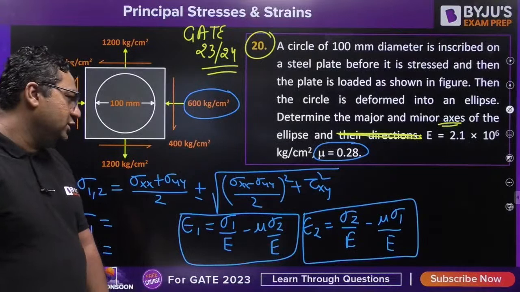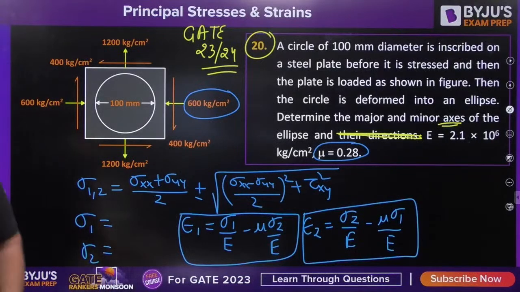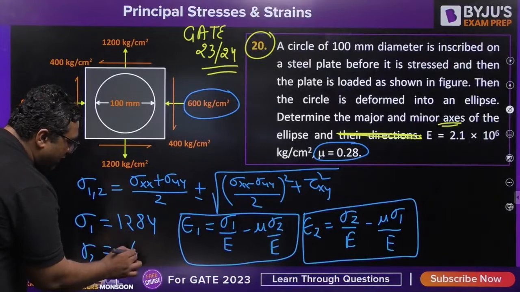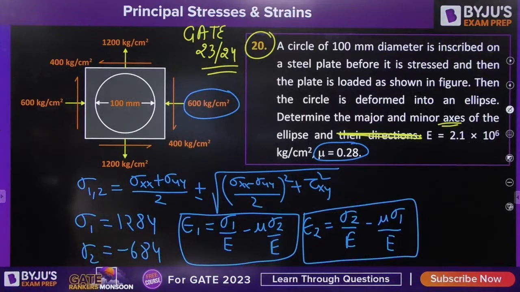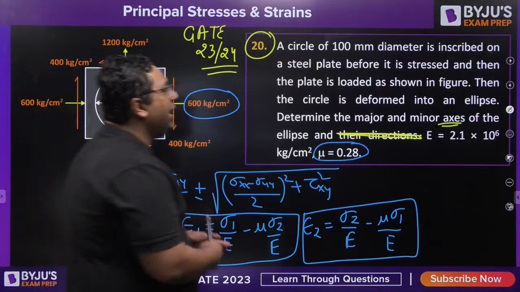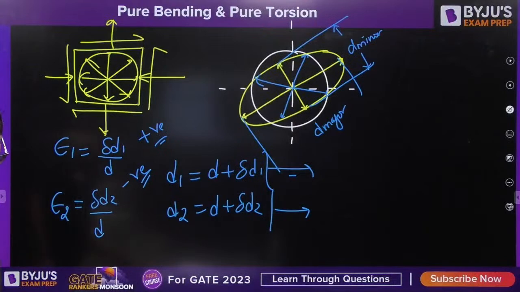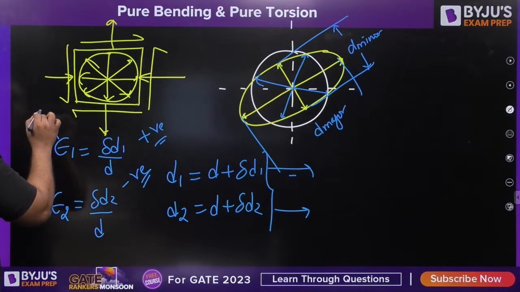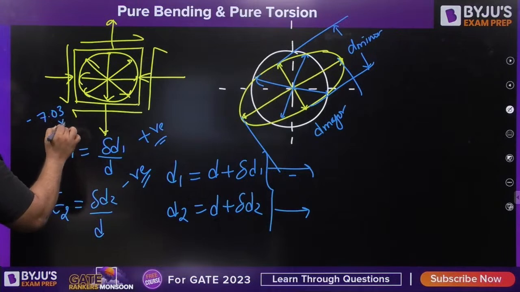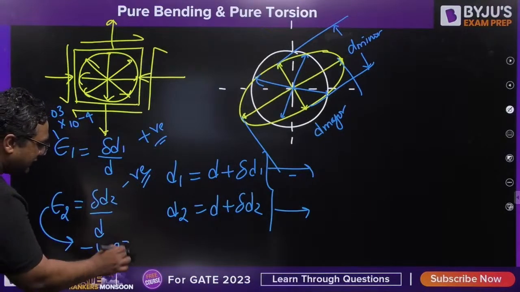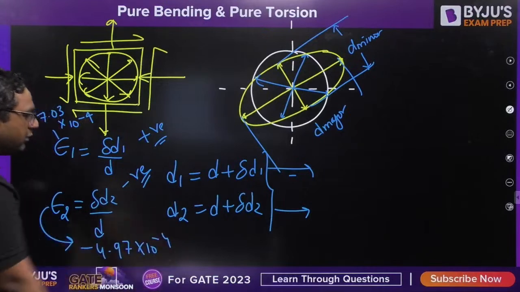Very good, Bhavya. So guys, first of all, you will find sigma 1 and sigma 2. I am telling you the values because I have solved it for you. You will get sigma 1 as 1284 and sigma 2 as minus 684. Then you will find epsilon 1 and epsilon 2. You will get epsilon 1 as 7.03 into 10 to the power minus 4, and epsilon 2 will come out to be minus 4.97 into 10 to the power minus 4.